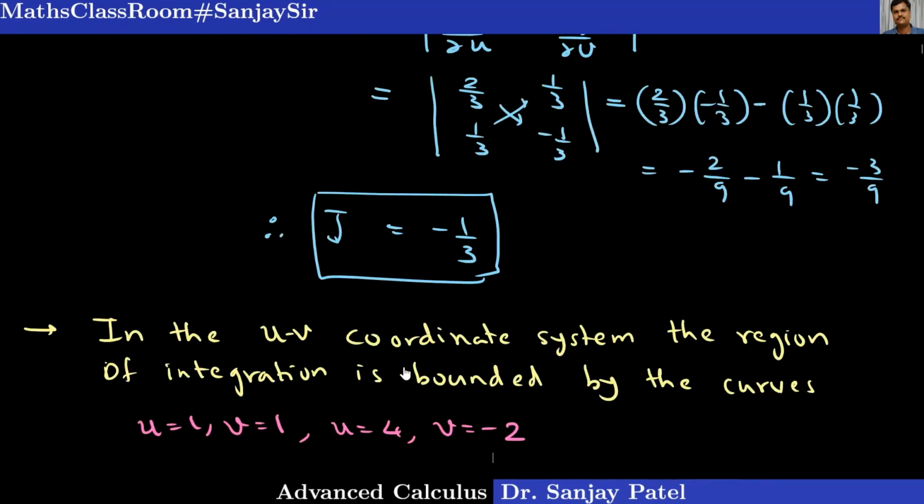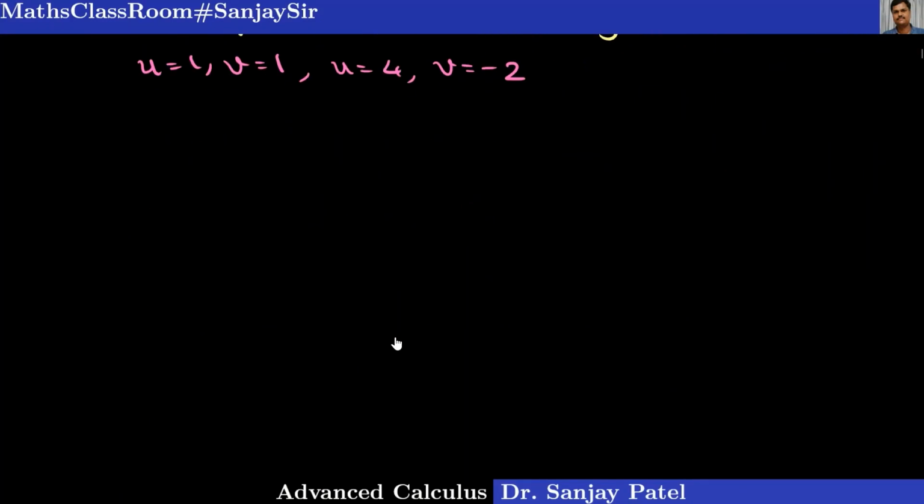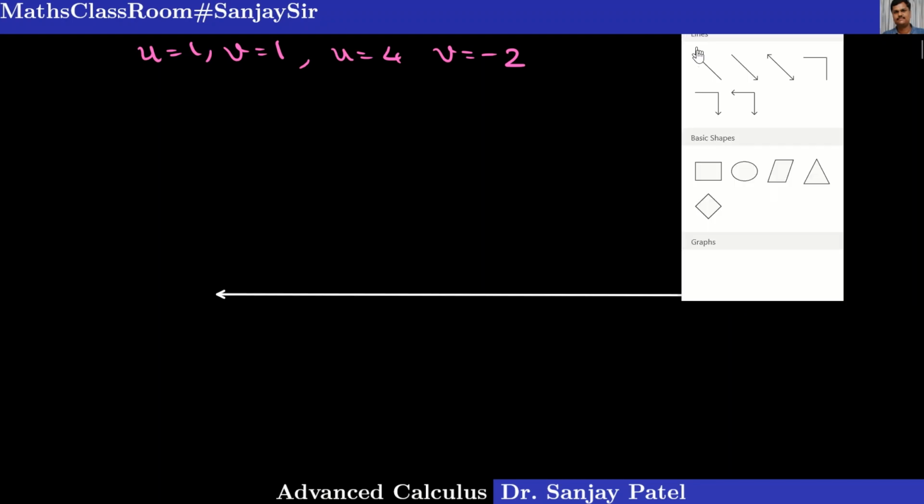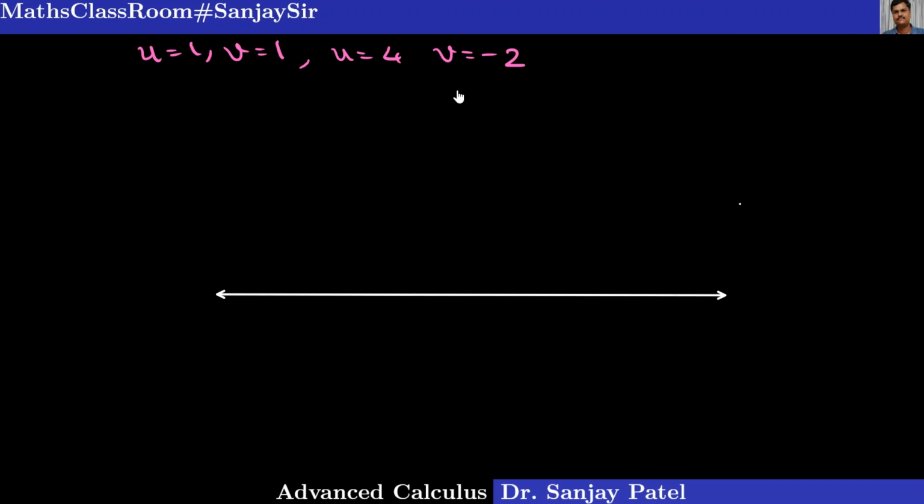Now let us draw the region of integration in this new system, which is very, very simple. So let us consider the uv coordinate system. Let me draw some u and v axis. This is the u axis, and this is the v axis, the new origin. And we want to draw these four curves: u equal to 1, v equal to 1, u equal to 4, v equal to minus 2.